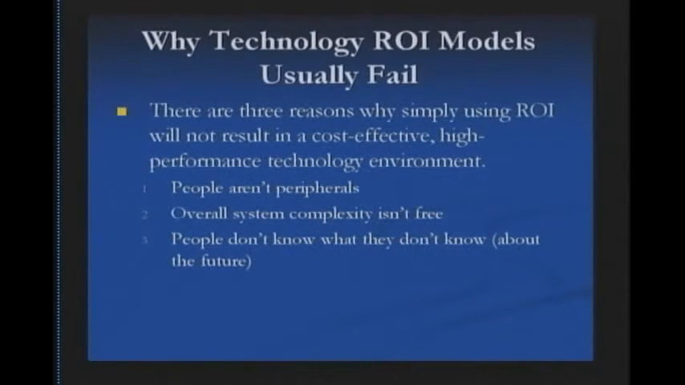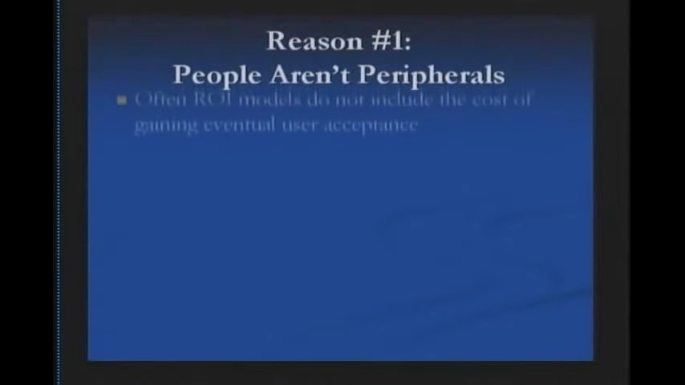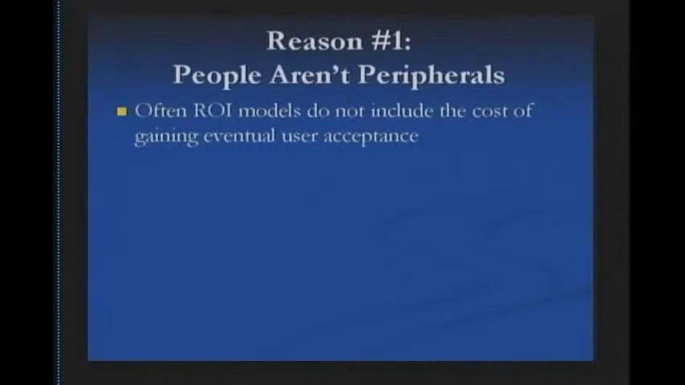The first, which we've really already touched on, is people aren't peripherals. And we'll talk about that in a little bit more detail in a minute here. Overall system complexity isn't free. We'll talk about that in a little bit more detail here in a minute. And people don't know what they don't know about the future. So people aren't peripherals. Oftentimes ROI models do not include the cost of gaining eventual user acceptance. So what does it take to ensure that an IT project is going to have eventual end user acceptance?